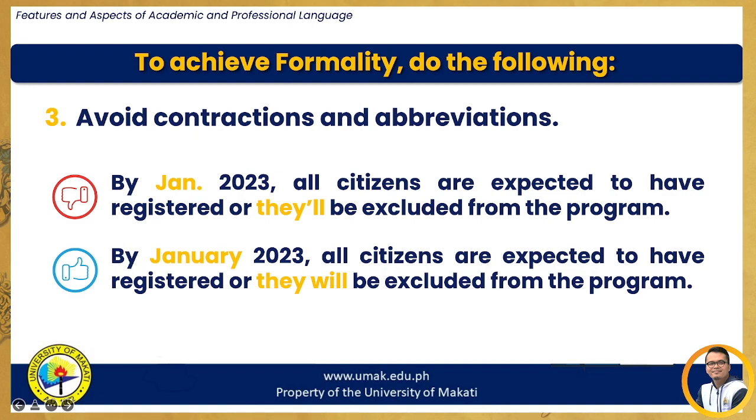Let's look at these examples. "By Jan. 2023, all citizens are expected to have registered or they'll be excluded from the program." Spell out the abbreviated and contracted words and write, "By January 2023, all citizens are expected to have registered or they will be excluded from the program."